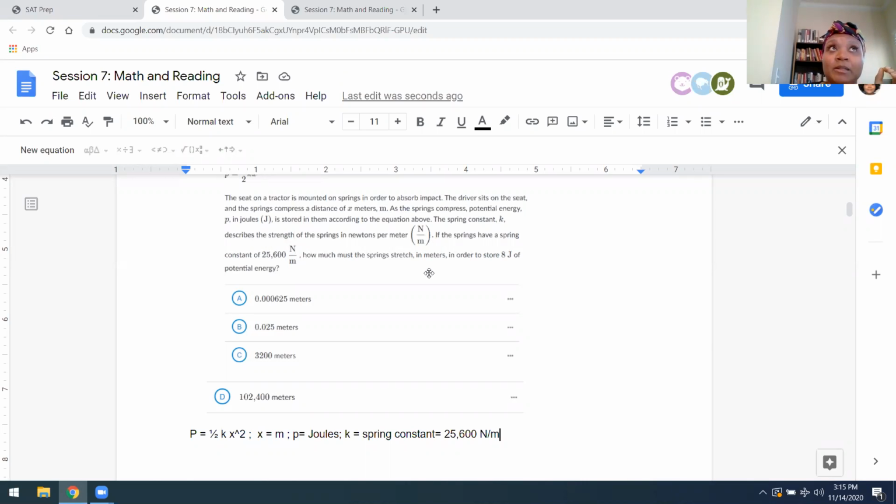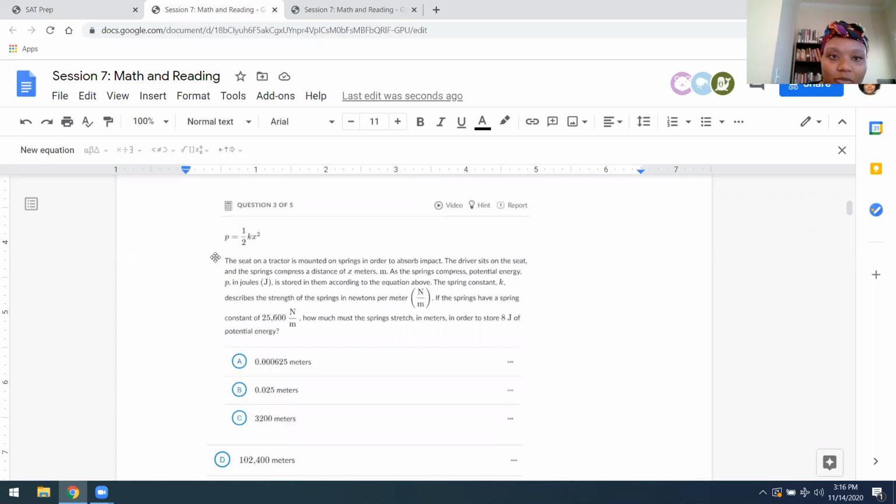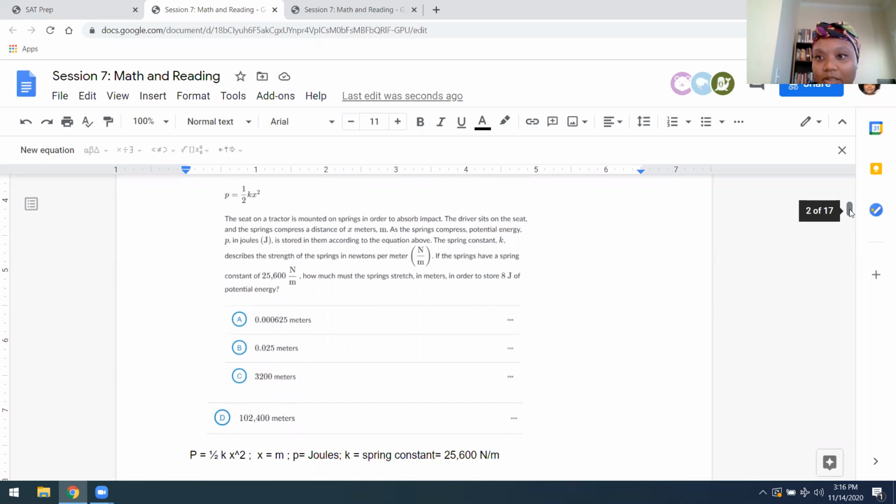Now I make the point that the sentence before this one is not super necessary because, as I said with the last problem, sometimes you have to weed out what's necessary and not get bogged down trying to use all the information they give you. We don't even need to know that the driver's on the seat and the springs. We really just need to whittle it down to this equation and what they give us out of it. Just look at the equivalences.